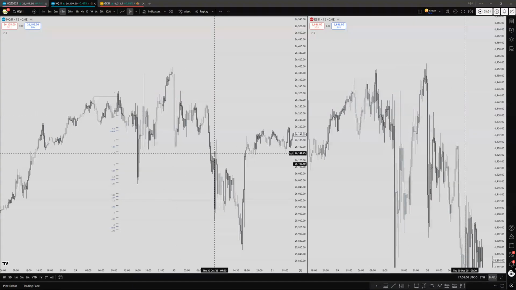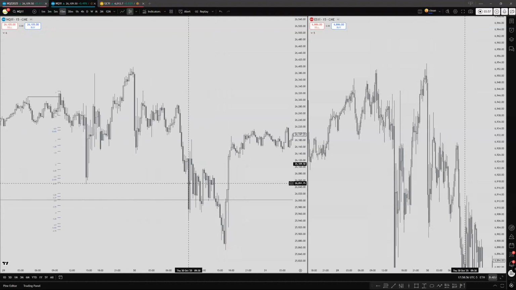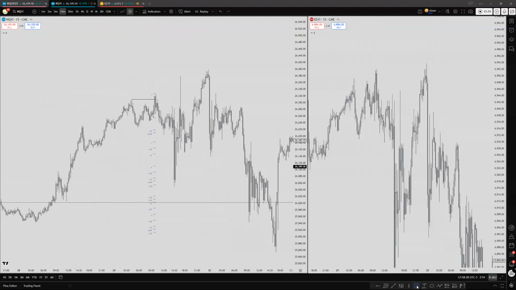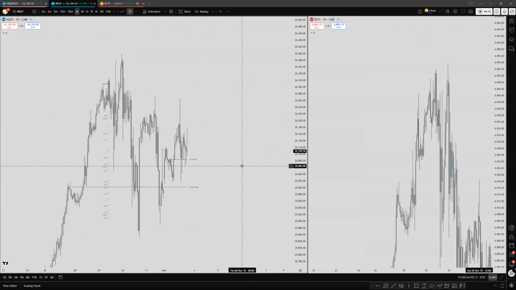Another thing I want to note is you want to project legs where a breaker block is present. This is our breaker right here. We have this breaker, and you can see how many times it's held within price action. So we project this leg, and we get areas where we'd want to see price key off or reverse.